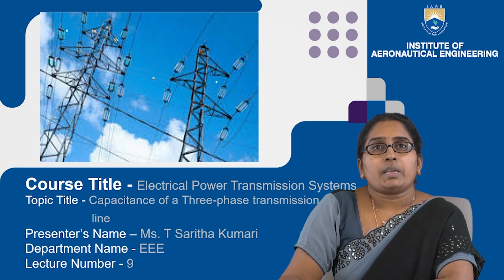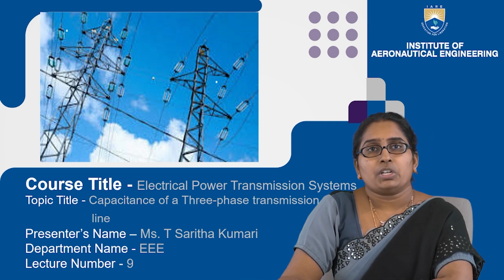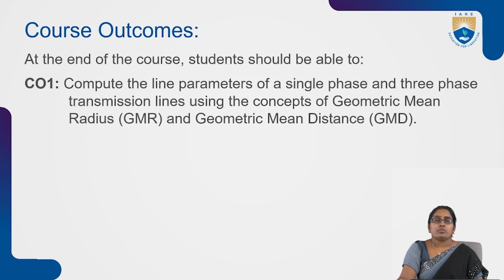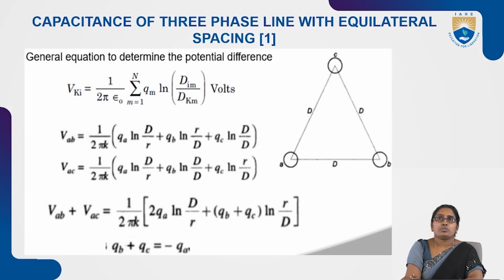Today, my topic is capacitance of a three-phase transmission line. It is related to course outcome 1. A three-phase transmission line we can see on the right side. There are three conductors, A, B, C, shown with small alphabetical letters.